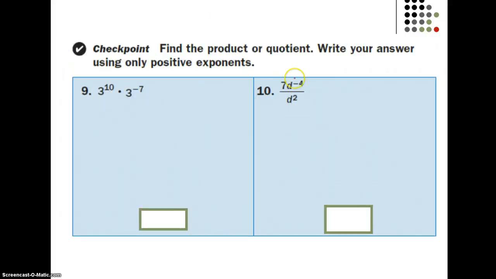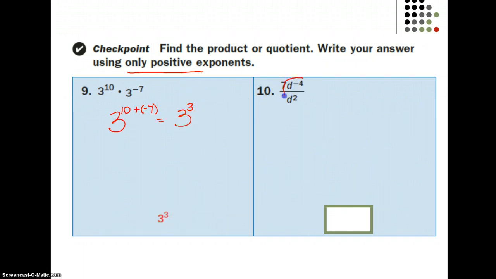Try 9 and 10, write the answer only using positive exponents. Pause the video. You have a base of 3, you're multiplying powers, so you add exponents. You're going to get 3 to the 3rd power, and that's it. You're done because it's already positive.